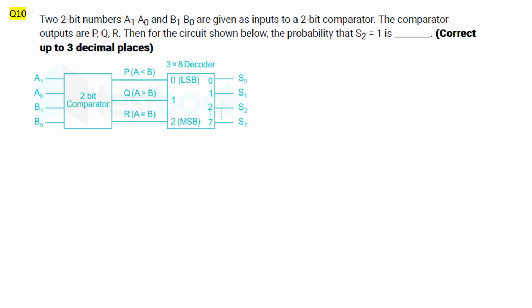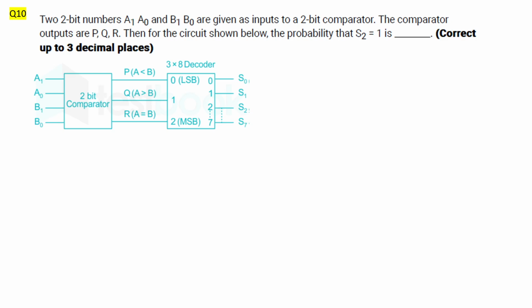Two 2-bit numbers A1, A0 and B1, B0 are given as inputs to a 2-bit comparator. The comparator outputs are P, Q, R. Then for the circuit shown below, you need to find out the probability that S2 equal to 1 will be. So just find out.